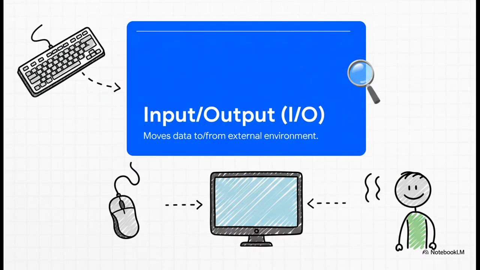Next up is input/output, or just I/O. Super simple concept. This is just how the computer talks to the outside world and how we talk back to it. Your keyboard, your monitor, your mouse, all of that stuff is part of the I/O system. It's the bridge between us and the machine.